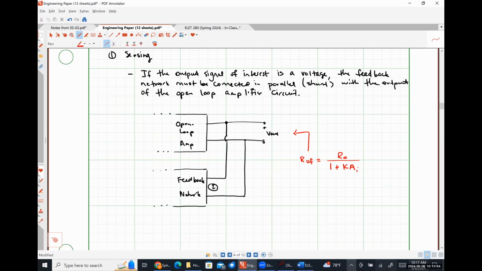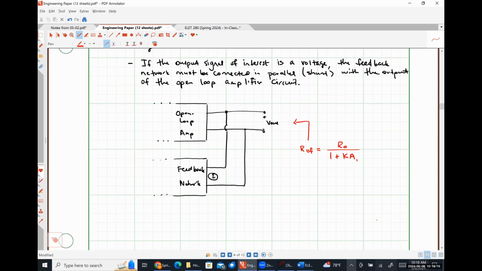Contextually, as an electrical engineer, does that make sense? If I put a resistive network in parallel with an output resistance, it's going to get smaller. Absolutely. So nothing particularly wild or crazy there whatsoever.